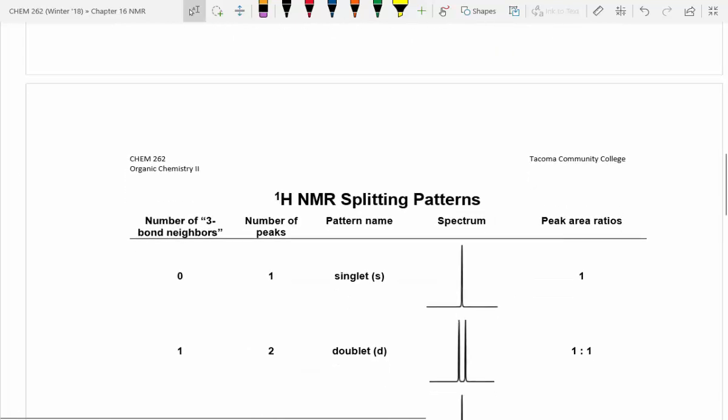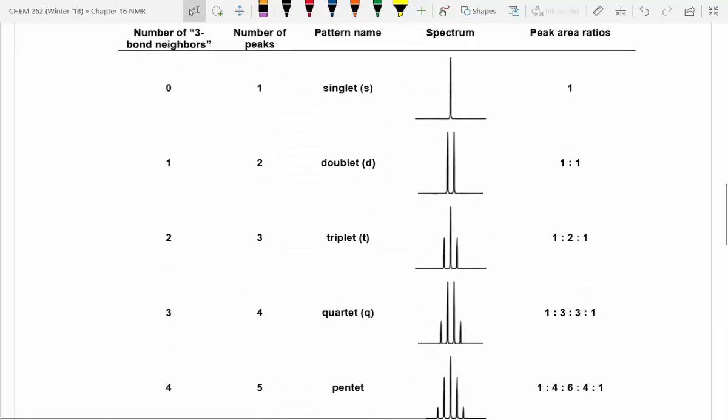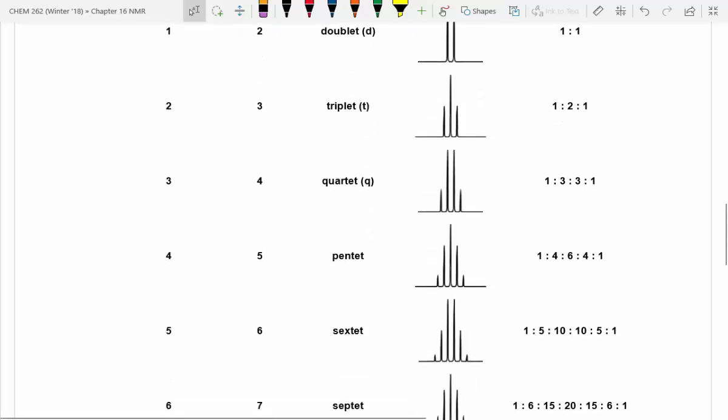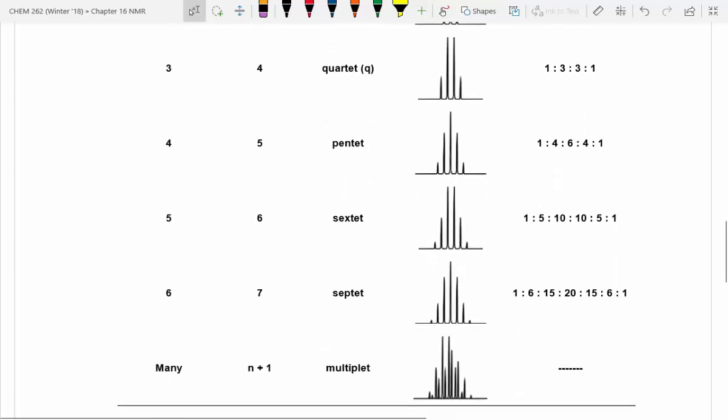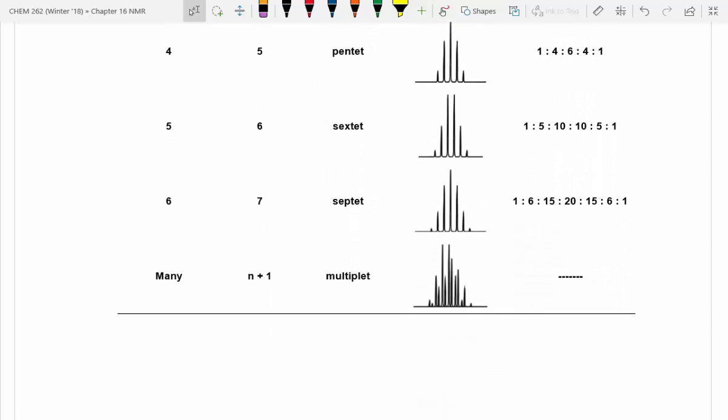The other thing too is on the backside, it gives you a little bit more detail with the splitting patterns. So like I said, number of 3-bond neighbors, add 1 to that, and you can predict which peak you're most likely to get. You may notice too, down at the bottom, there's one labeled multiplet. That basically says that a peak looks really funny. You can't easily distinguish whether or not it's a singlet, triplet, whatever. It just looks like a hodgepodge of peaks. And so people will just call that a multiplet. And today we'll talk about why that's often observed.